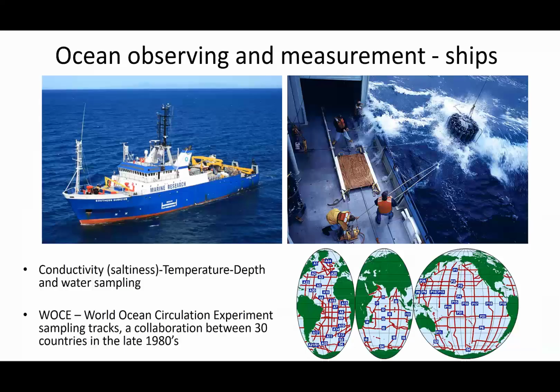One of the next things I might just run the class through is how do we observe and measure the ocean? Well, until fairly recently, we actually didn't know that much about the ocean because we really didn't have the capacity to make measurements deep below the surface. One of the main ways that oceanographers and marine scientists have been measuring the ocean for the last 70 or 80 years is using scientific research vessels like this one shown here.